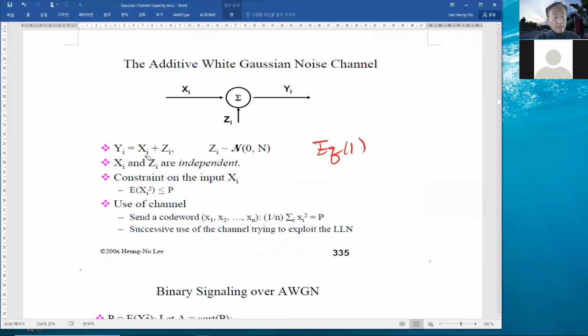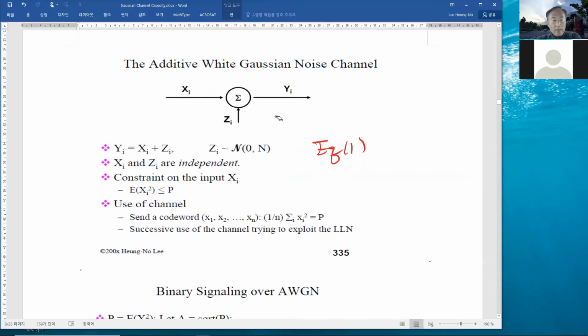The symbol you transmit and the noise that is added at the receiver are assumed to be independent. That's reasonable, right? They should have no correlation at all. So Zi is Gaussian distributed with mean zero and variance N, capital N.